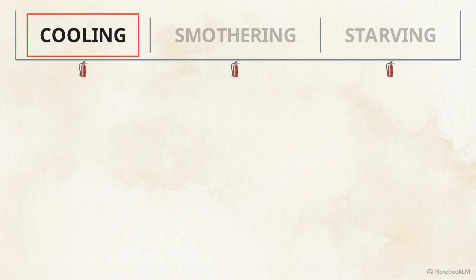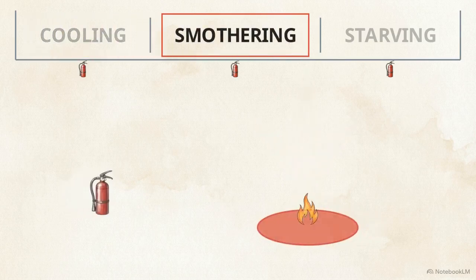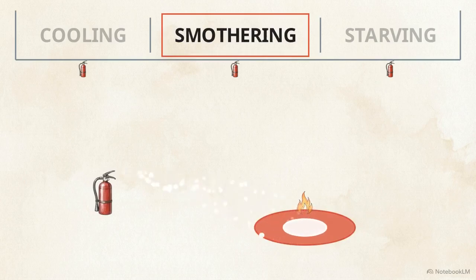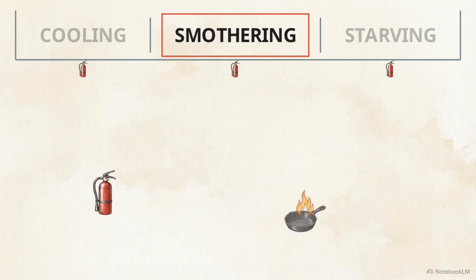The smothering mechanism removes oxygen. Foam extinguishers float on top of burning liquids to break the interaction between the flame and the fuel surface. Wet chemical extinguishers spray potassium salts that saponify, or turn into a soapy foam layer, over burning cooking oils.